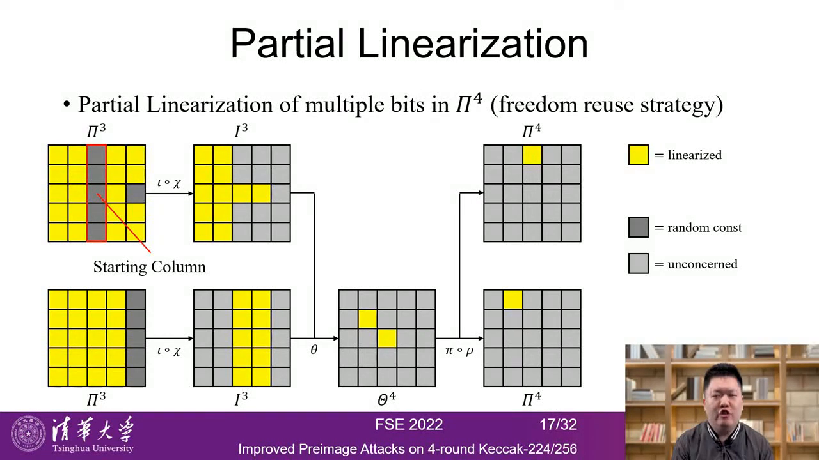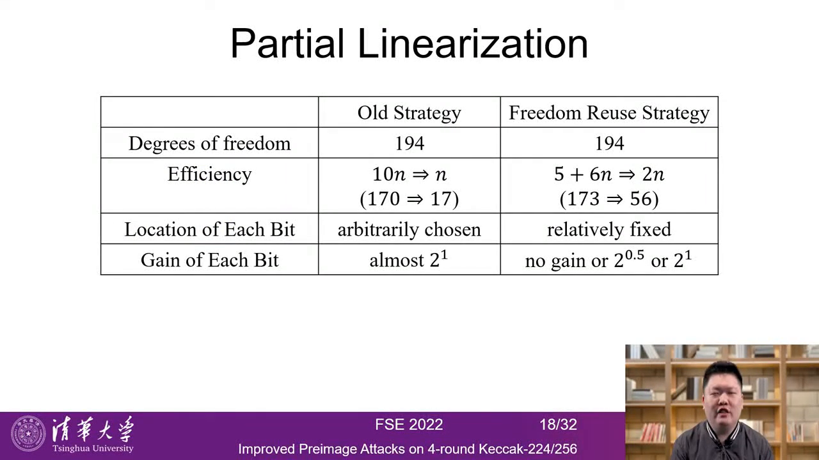Based on this two-bit strategy, we finally adopt a freedom rule strategy that makes full use of those linearized bits in chi third. With the chosen starting column, for each term we let one column coincide with the column of the previous term, which means we can get two linearized bits by adding only six constants. Yet the restriction of this strategy becomes even stricter because the locations of all linearized bits are directly determined by the starting column. This table shows a comparison between the old strategy and the freedom rule strategy.